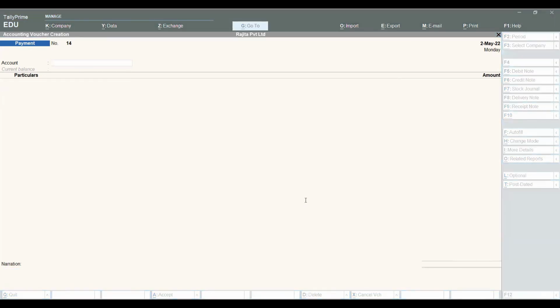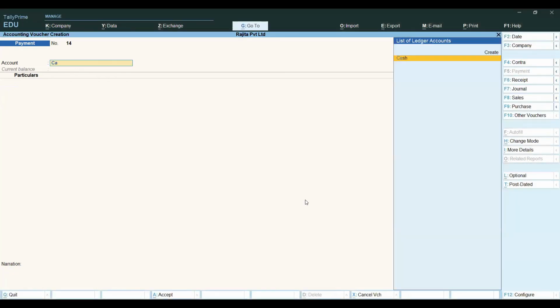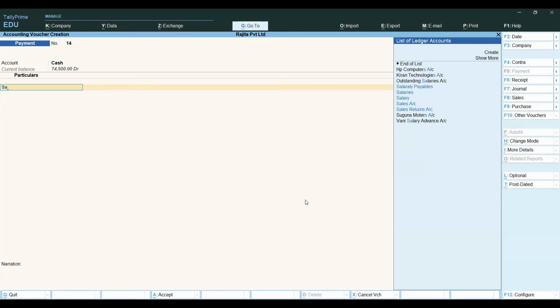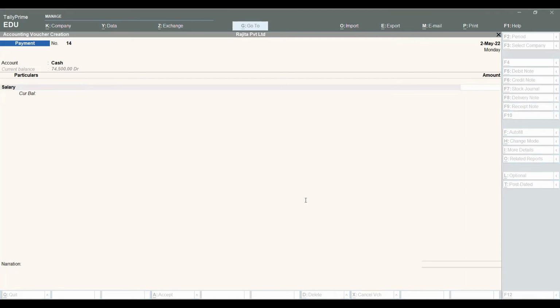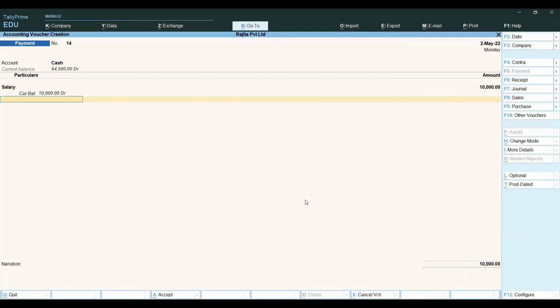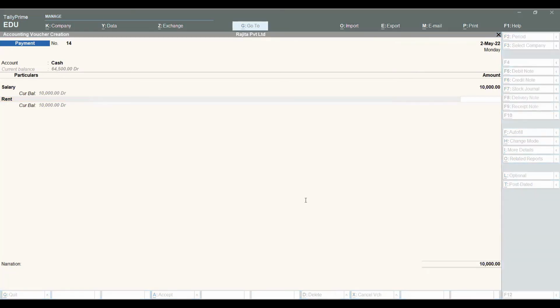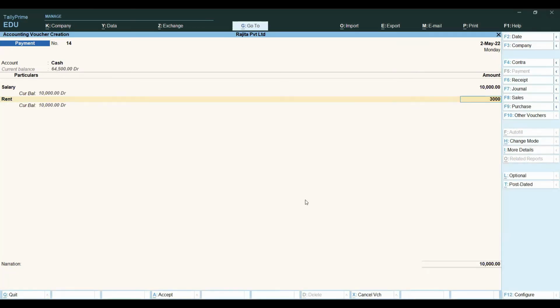Next, paid for salary. We are paying salaries again. Payment by cash, salary paid. How much are you paying for salary? 10,000 rupees I am paying. Next, again I am paying rent. How much are you paying? 30,000.